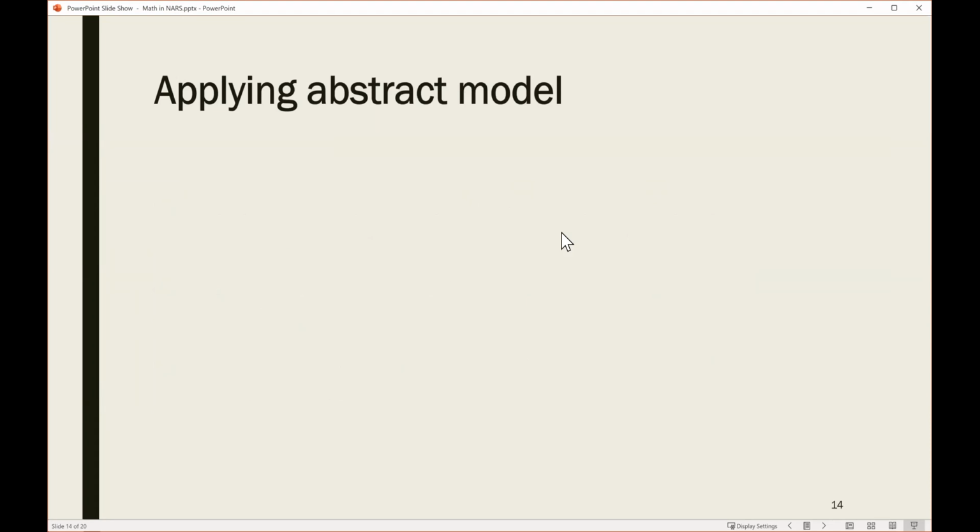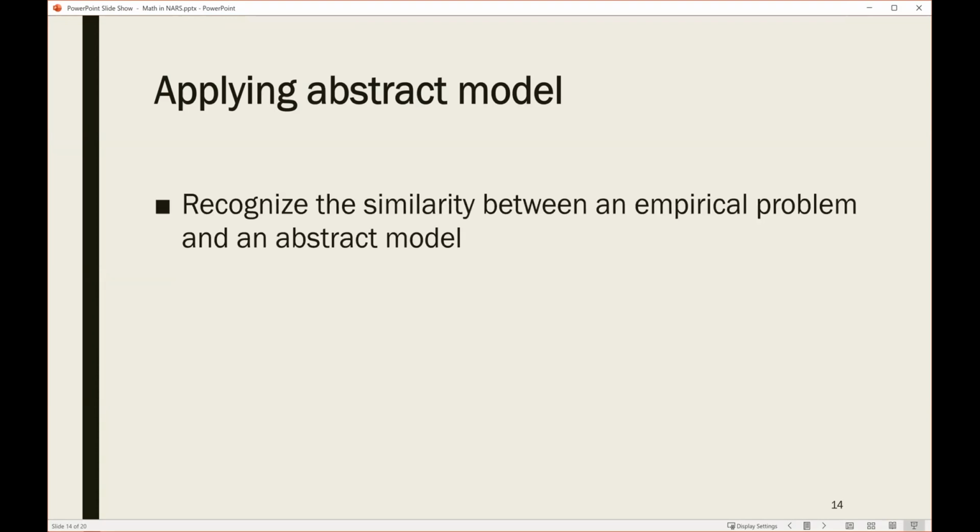So this is the first topic. The second topic is, if you have already learned a mathematical model, an abstract model, you can do theorem proving. How can you apply it to a practical problem? To me, the first step is to recognize the similarity between an empirical problem and an abstract model.